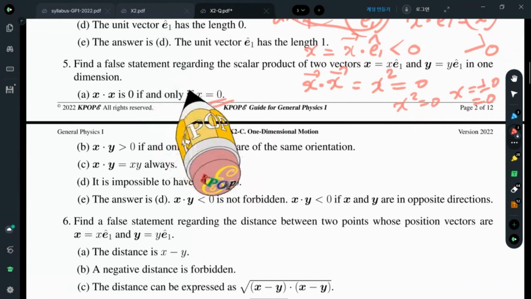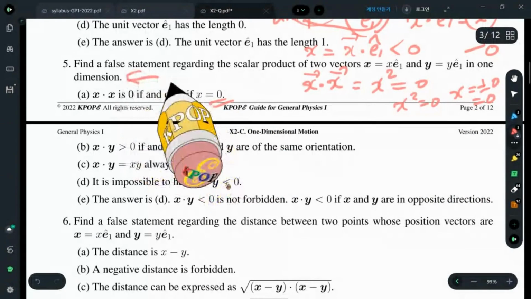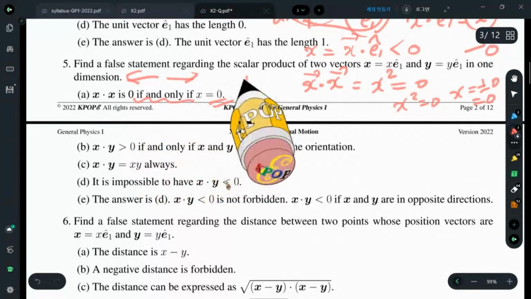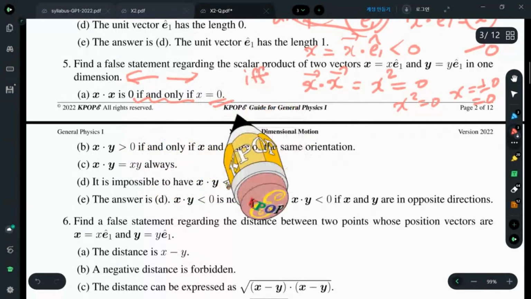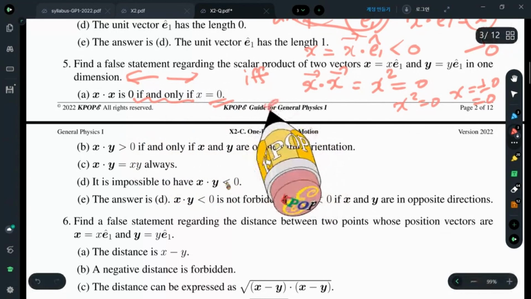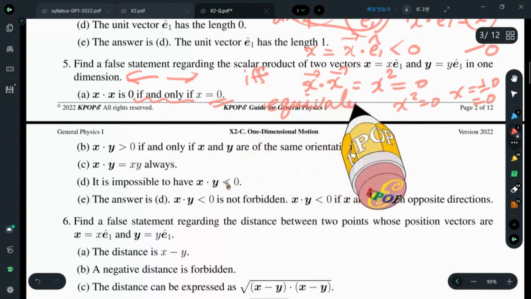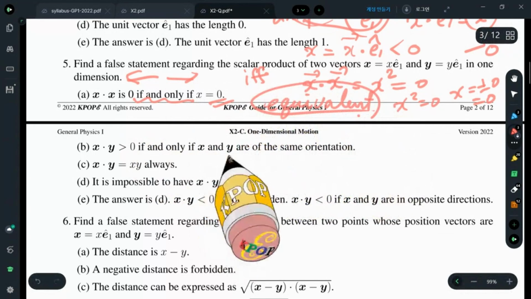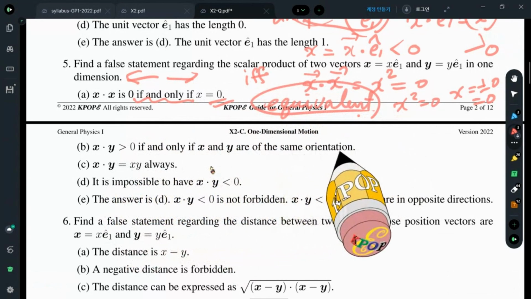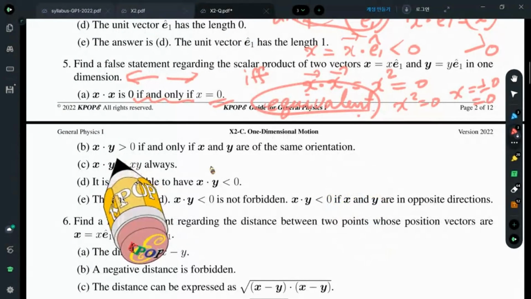If and only if means if, only if. So it is if and only if. Sometimes mathematicians use this kind of notation, but if and only if means equivalent, the same. X dot y is positive if and only if x and y are of the same orientation. Yes, right.